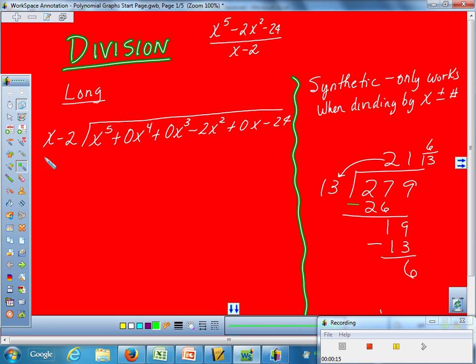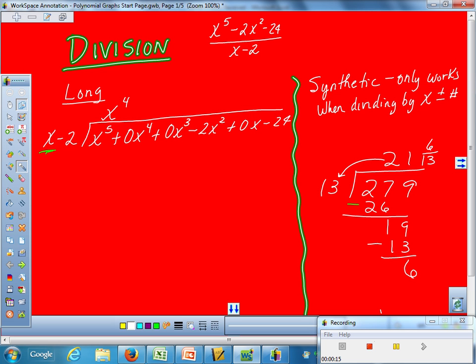Okay, when you're doing long division, the first term is the key to everything. That right there is your key. You're asking yourself, what do I need to take times x to make it become x to the 5th? X times what is x to the 5th? Wouldn't I need x to the 4th? So I would need that. And you can check yourself. If you take x to the 4th times the x out front, it better be that.